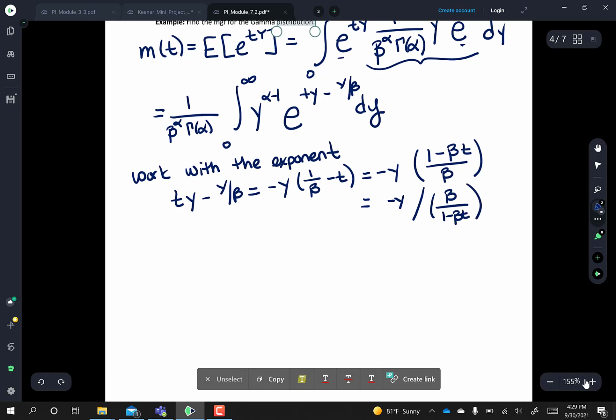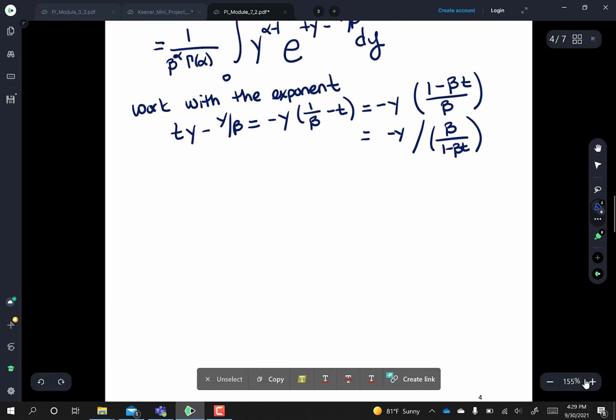And you might say, well, why would you do that? Why did you arrange it this way? And you'll see here in just a moment why we do that. So I'm going to rewrite my moment generating function.